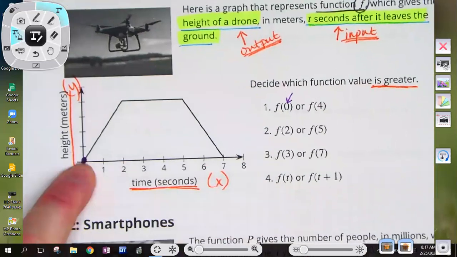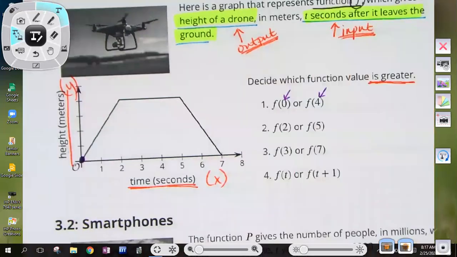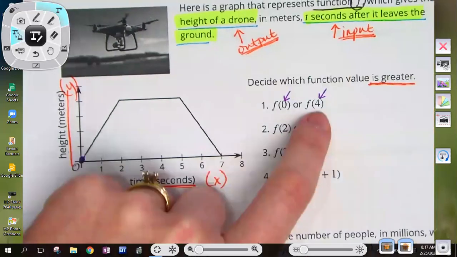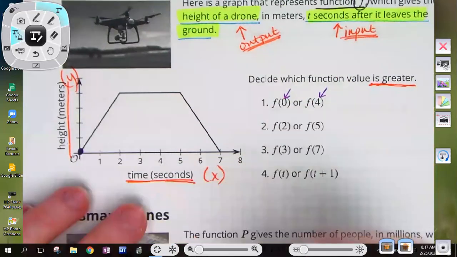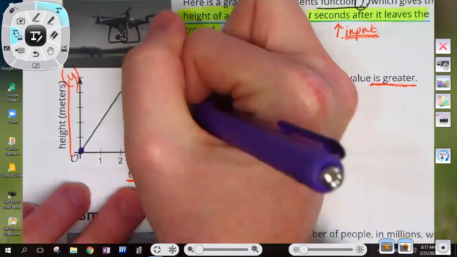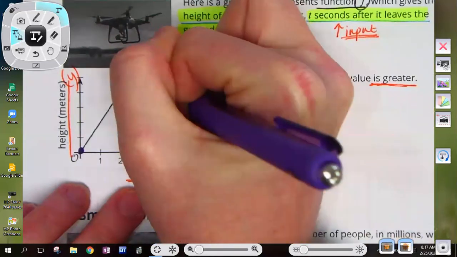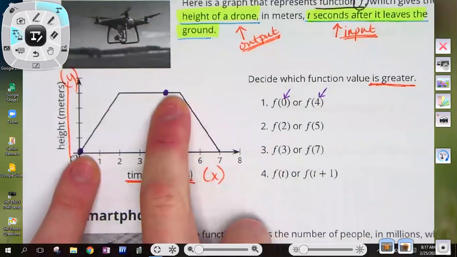All right, and now we're wanting to look at it when f is 4, when it's f of 4. So is that the height or the seconds? Second. It's still the second, so I'm going to go to 4 seconds, and I'm going to go to where my function's at, which is up there. So which one of these two are greater, f of 0 or f of 4? F of 4.